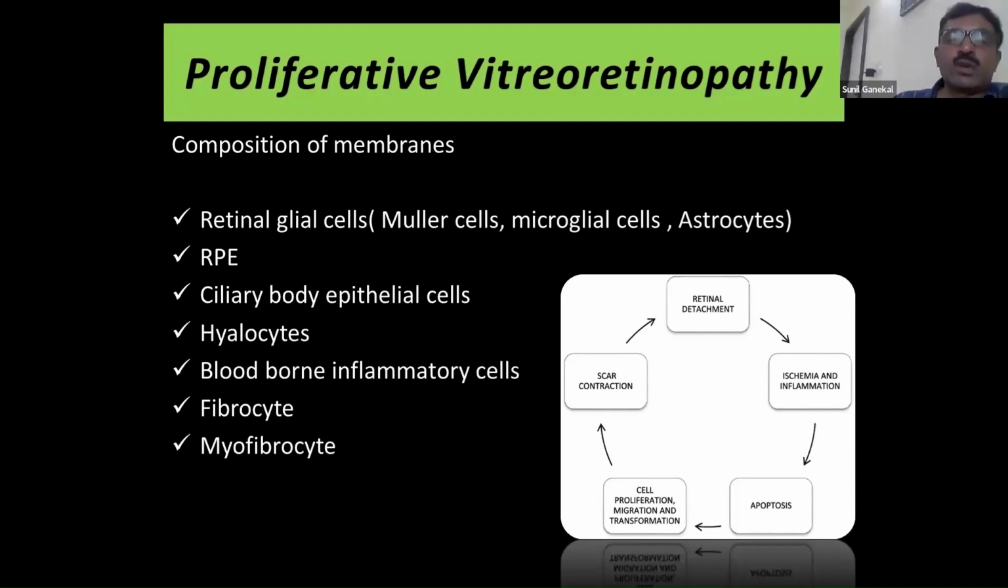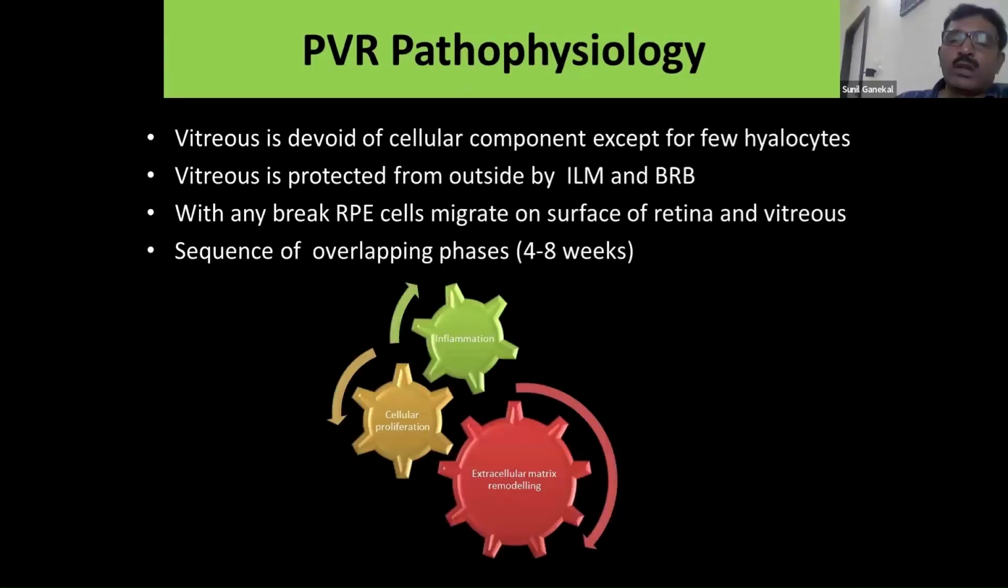As you can see in this picture, once the retinal detachment occurs, there will be ischemia as well as inflammation, which in turn leads to apoptosis, followed by cellular proliferation, migration, and transformation. Ultimately it leads to scar formation, what we typically call PVR membranes. So this is a sequence of events which occurs phase by phase, depending upon the etiological causes, and leads to the formation of proliferative membranes on the vitreoretinal surface.